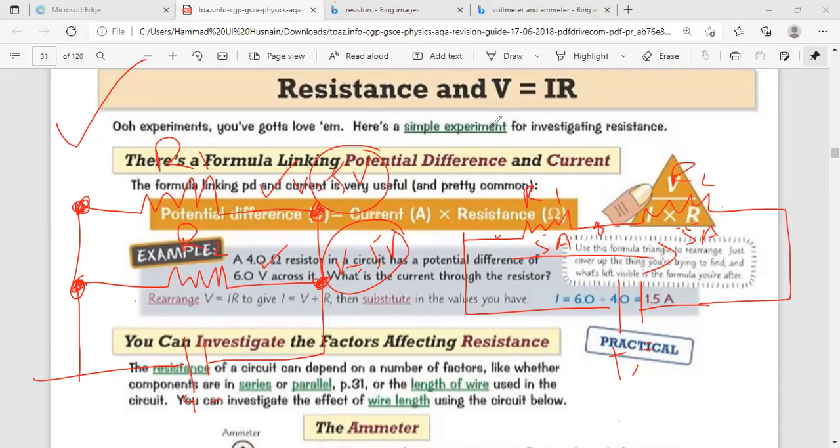Wait, so potential difference is the same? It will be the same across both the components.